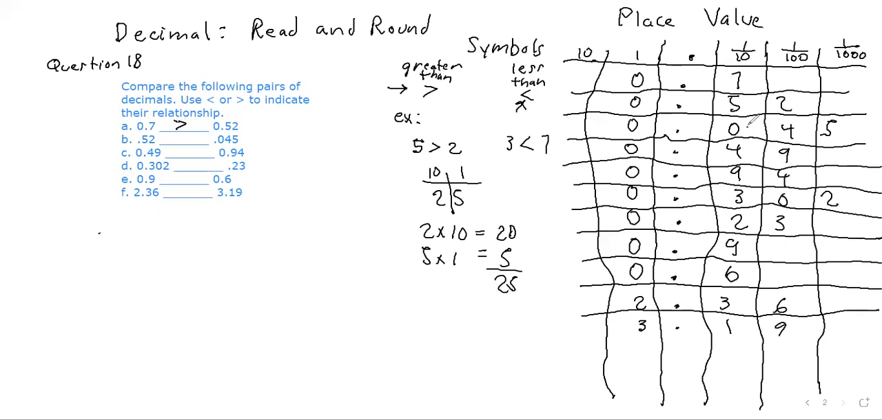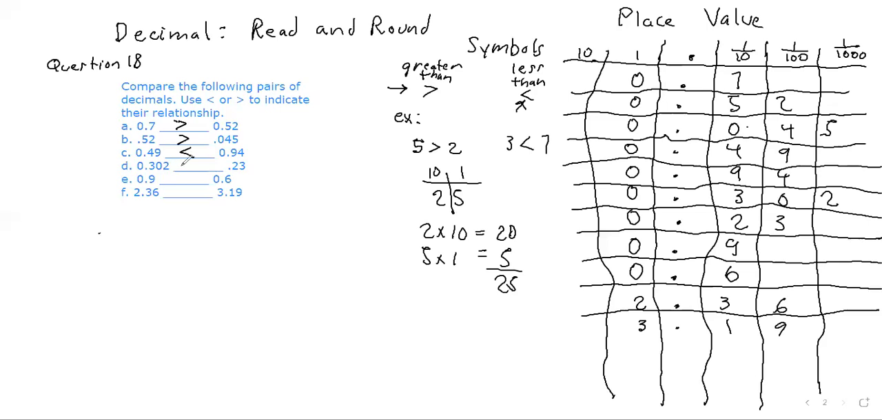And we can do the same thing for the next two numbers. We have 0.52 and 0.045. When we look at the 10th place value, we see that we're comparing 5 and 0. And 5 is definitely greater than 0. So this is greater than that. Now we go to the next number, 0.49 and 0.94. Again, looking at the 10th place, we're comparing the 4 and the 9. Which is larger? The 9 is larger. So we're going to say 0.49 is less than 0.94.